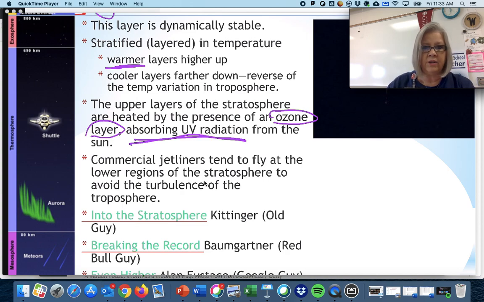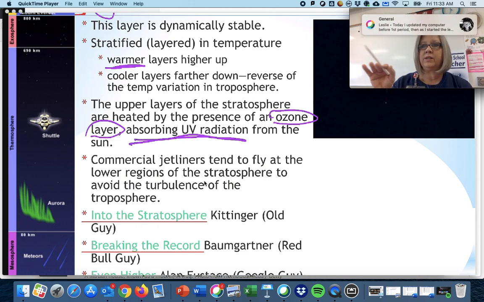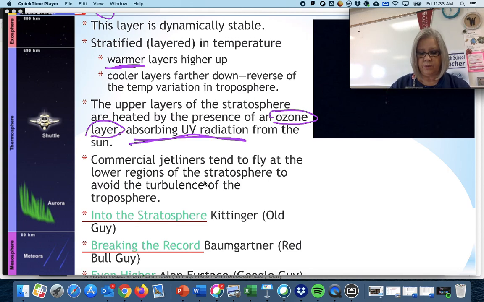Now, commercial jetliners like to fly in the stratosphere, and the reason is because it doesn't have that vertical mixing of gases. So if you've ever been on an airplane and you're flying along and all of a sudden it feels like you're up and down and it's bumpy, that is because there is that vertical mixing of gases. So the air is turbulent, the air is moving. But when you get up in the stratosphere, it smooths its way out. So you don't have that happening to the degree that you do. So that's why they like to skim that lower stratosphere so they can smooth the air out for us.